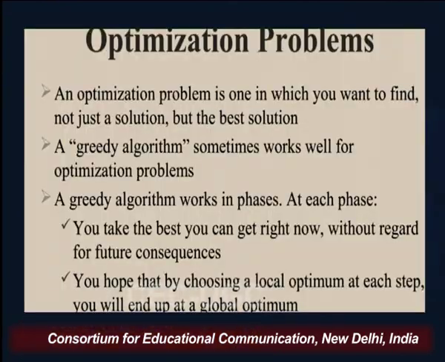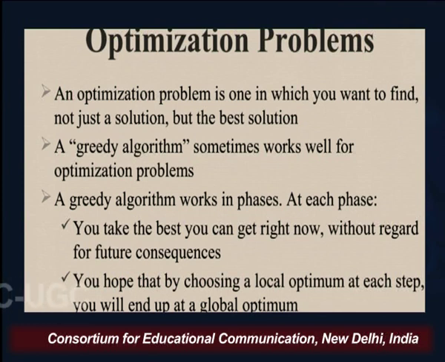It is also used to solve optimization problems. When I say optimization problems, what kind of problems am I referring to? An optimization problem is one in which the idea is not just to find any solution, but the best solution, because we need to optimize the solution, and hence the name. So an optimization problem is one in which you want to find not just a solution, but the best solution. Greedy algorithm sometimes works well for optimization problems.